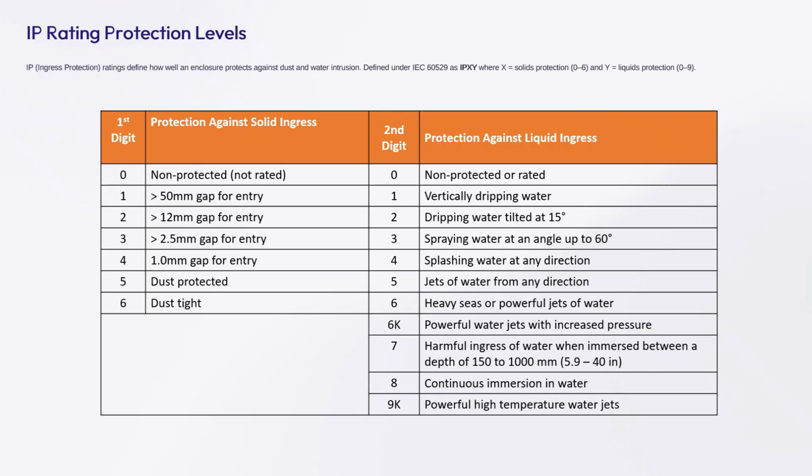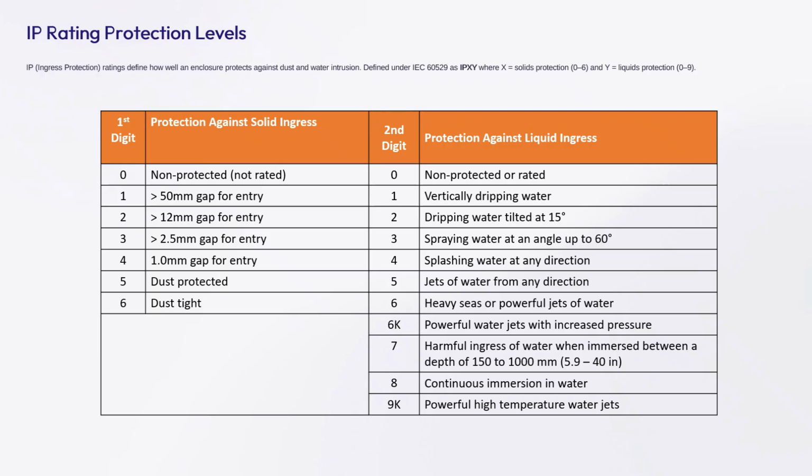First, why it's used. It prevents dust, moisture, and chemical ingress that can damage electronics. Ensures reliability and safety in harsh environments. IP67 or IP68 transmitters can handle outdoor or flooded conditions.